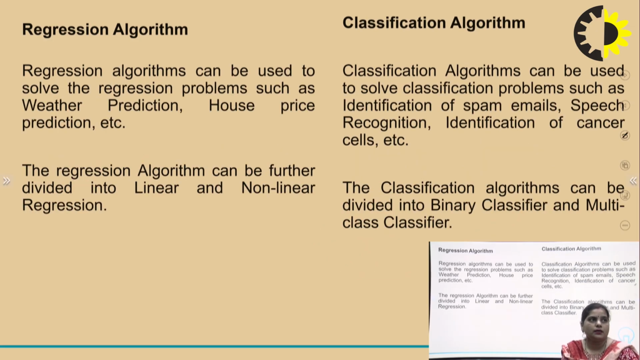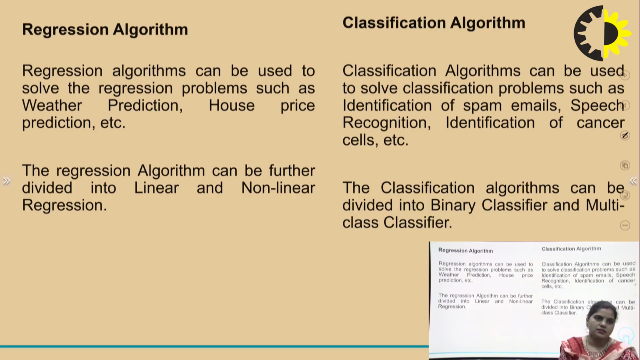Now what are the basic problems which we are going to solve by using the regression algorithms? So regression algorithms can be used to solve regression problems. Problems are just like weather prediction, weather forecasting, house price prediction, protein secondary structure predictions also. Okay, so when we are having a continuous data set, or when we are going to predict continuous data, then we have the regression algorithm and we have to use that particular regression algorithm.